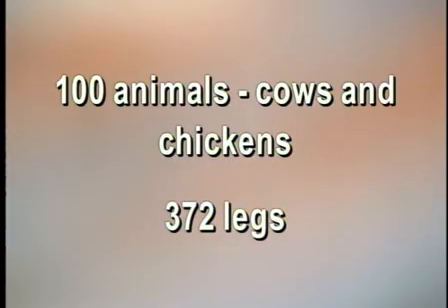The first problem involves a farmer. So even if you live in New York City or Chicago, you can imagine a farmer. The farmer has 100 animals. Some of those animals are cows. The rest of the animals are chickens. Altogether, the 100 animals have a total of 372 legs. The question is, how many of each type of animal are there?